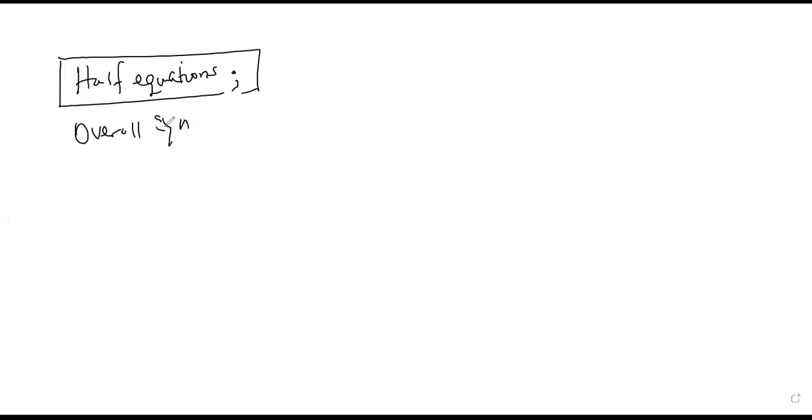equation. When we say the overall equation, it is the equation that is obtained after combining the two half equations, whereby one half equation will be representing oxidation and another half equation would be representing reduction. So by combining the two, we shall be getting what we call the overall equation.